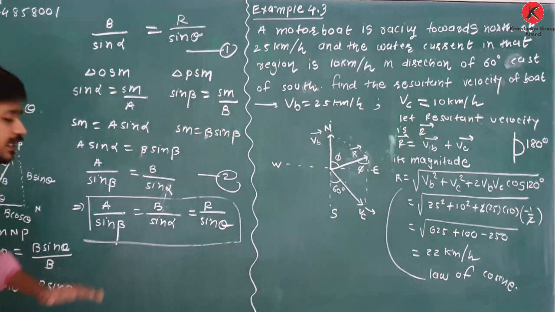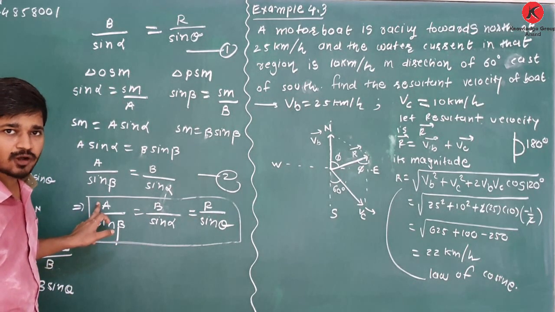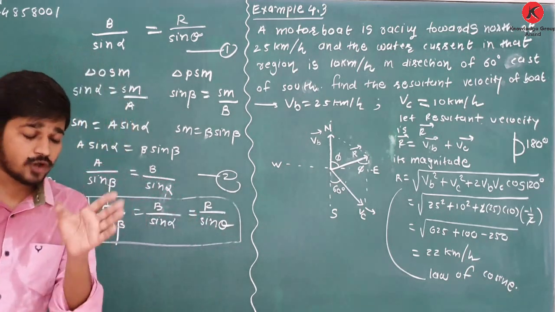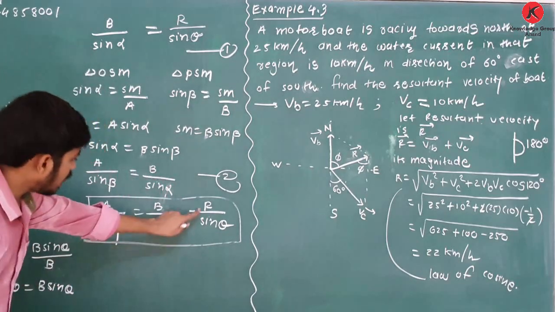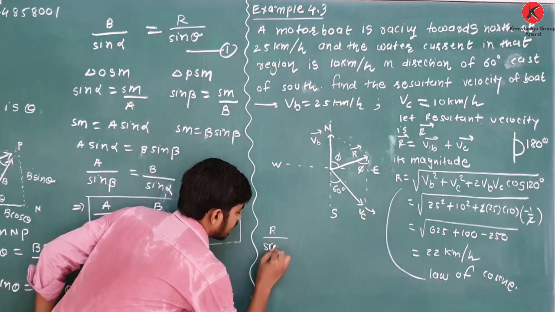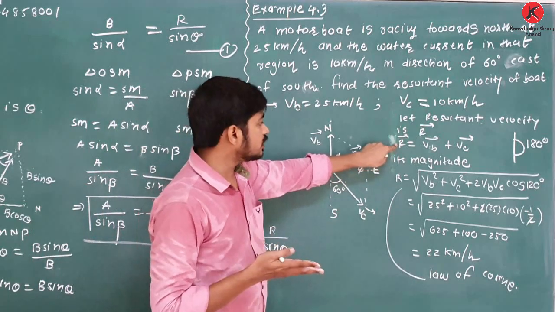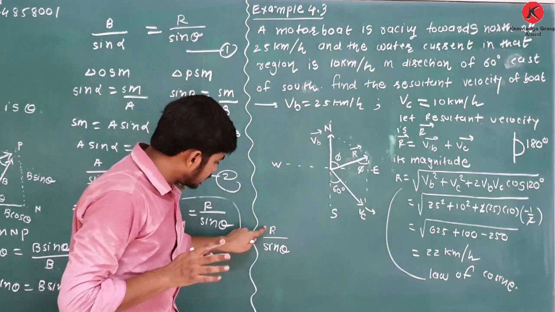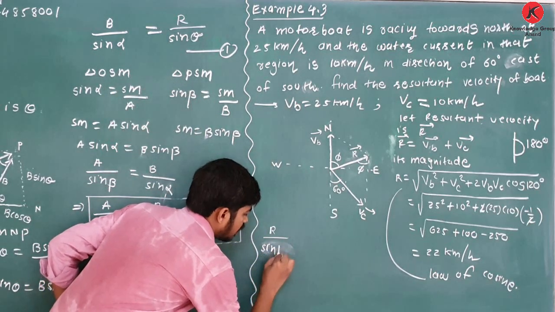Now, what is the statement here? If you are taking side A, or vector A, then you have to take its opposite angle. Yes, you have to write this resultant vector. It will be the same here, R upon sine theta, because here we have assumed resultant velocity as R. And the angle between the two vectors is theta. So yes, it is R upon sine theta. Means I can write directly, it is R upon sine 120.